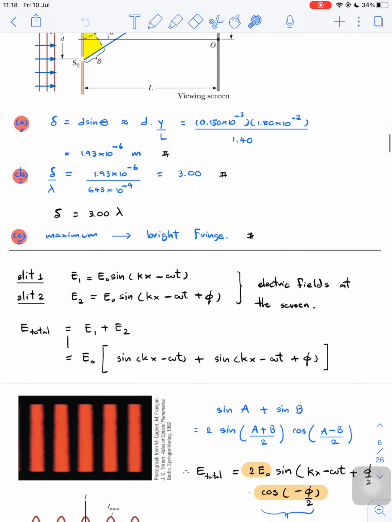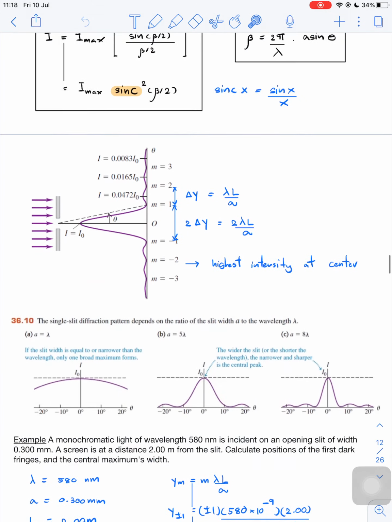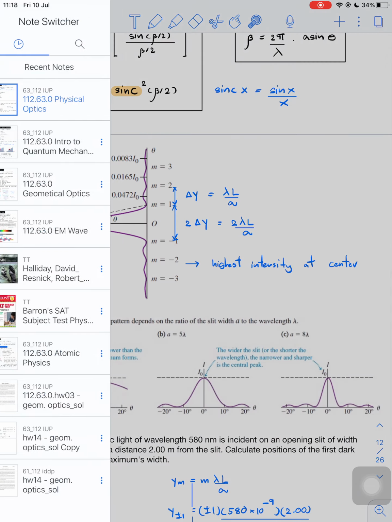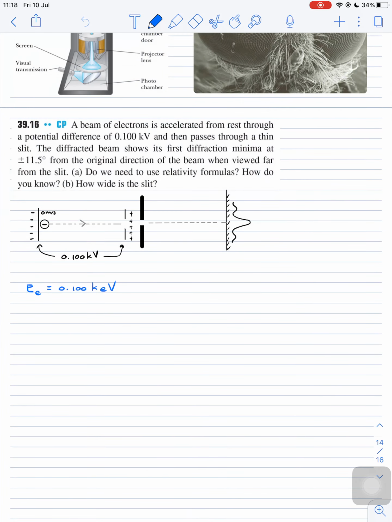Remember the diffraction pattern from the single slit. Let me just open it back. The diffraction pattern by the single slit is going to look like this. Now the first diffraction minimum is at 11.5 degrees, so let's say this angle is the 11.5 degrees.